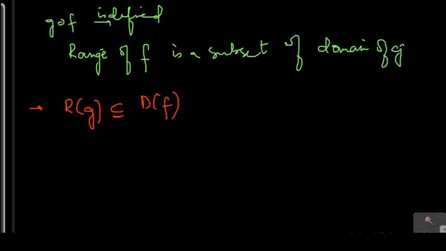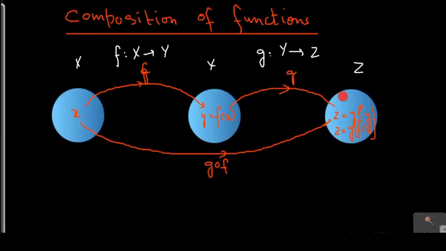So if the range of g is a subset of the domain of f, then we can define the composition of functions, that is f of g. It is the reverse case: f of g is defined. Now what will the range of g be? The range of g will be those elements in Z, which are related to the elements of Y, not all the elements, only those related to z1, z2, z3, those y's.